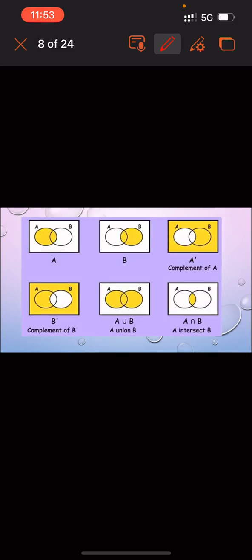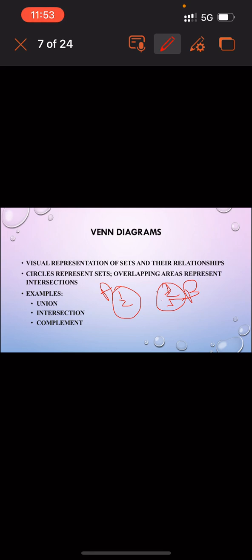Union represents the elements in A or B. So we can represent this A union B in the Venn diagram. This is A, this is B. A union B, how to represent this? The elements in A or B. So the element should belong to A or B. Then this shaded part is A union B.